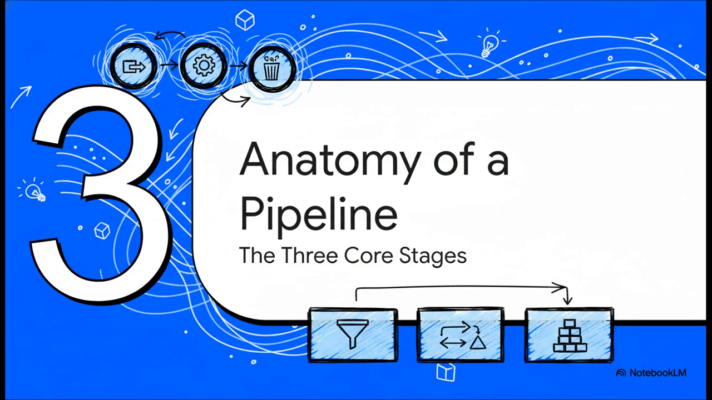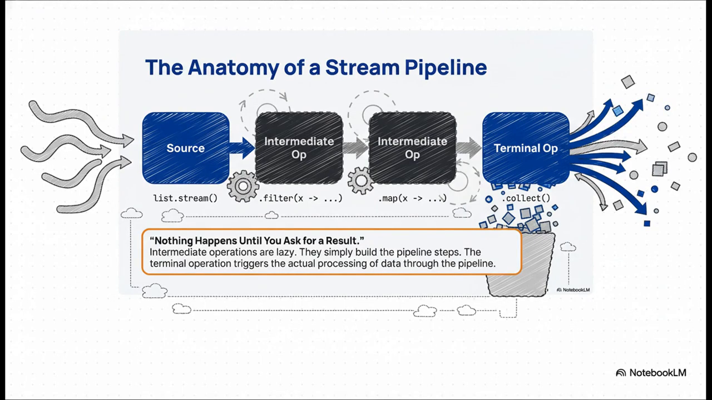So how does this all actually work? Well, it turns out that every single stream you'll ever write follows the exact same three-stage structure. Think of it as the anatomy of a pipeline. And here's what it looks like. First, you have a source. That's where your data comes from. Then you chain together one or more intermediate operations. These are things like filtering or transforming the data. But remember that lazy execution? Nothing is happening yet. You're just building the blueprint for the pipeline. It's only when you hit it with that final terminal operation that the whole thing kicks off, the data flows through, and you get your result.